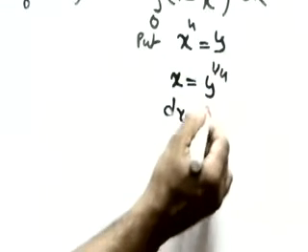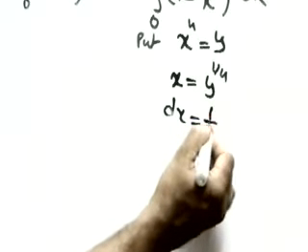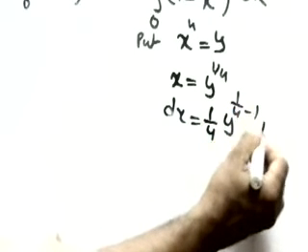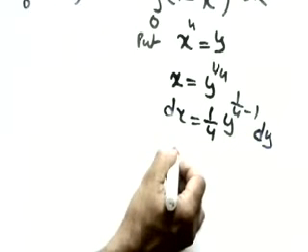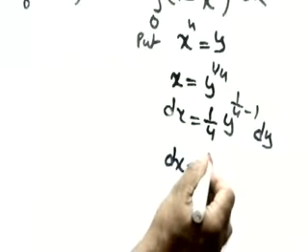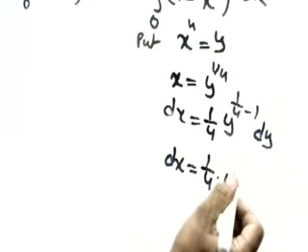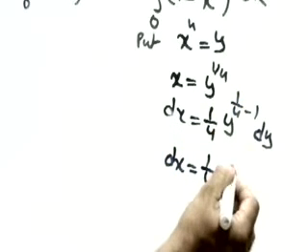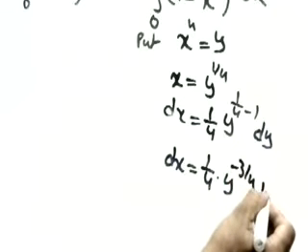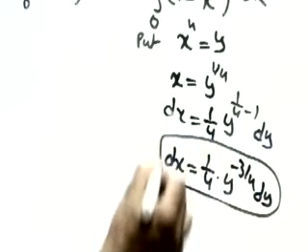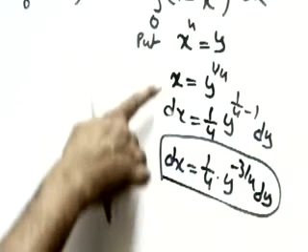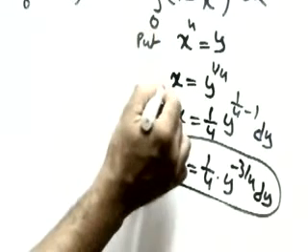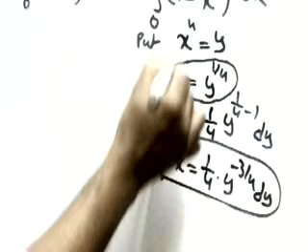dx equals, now d by dx of x power n, we know, is n into x power n minus 1, so dy. One more step: dx equals 1 by 4 into y power, now I take the LCM, 1 by 4 minus 1, which is minus 3 by 4, dy. So in place of dx we can write this, in place of x we can write this, in place of x power 4 we can write this. Watch here.